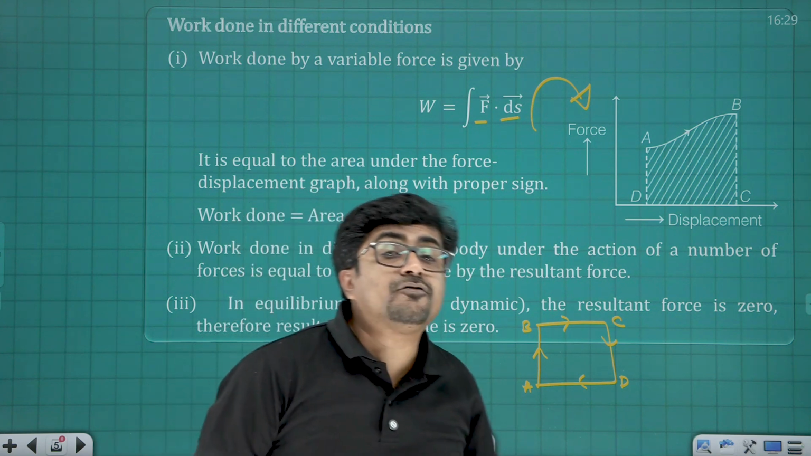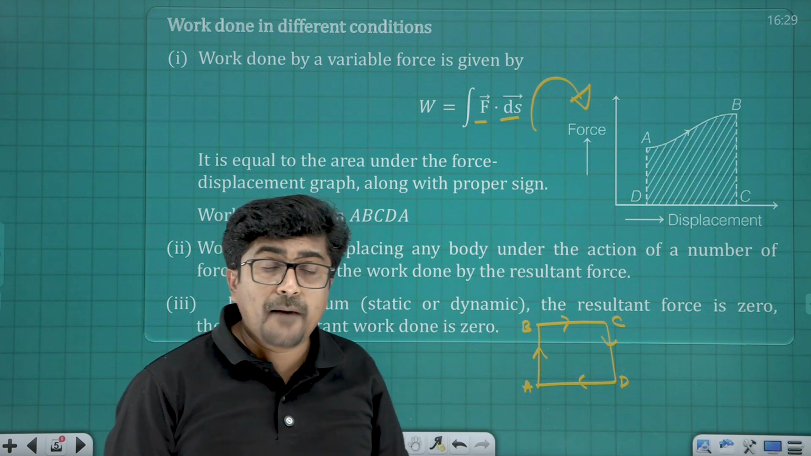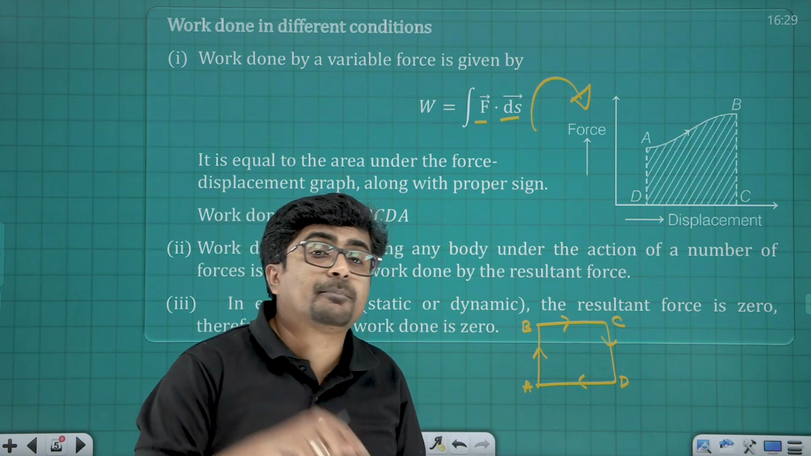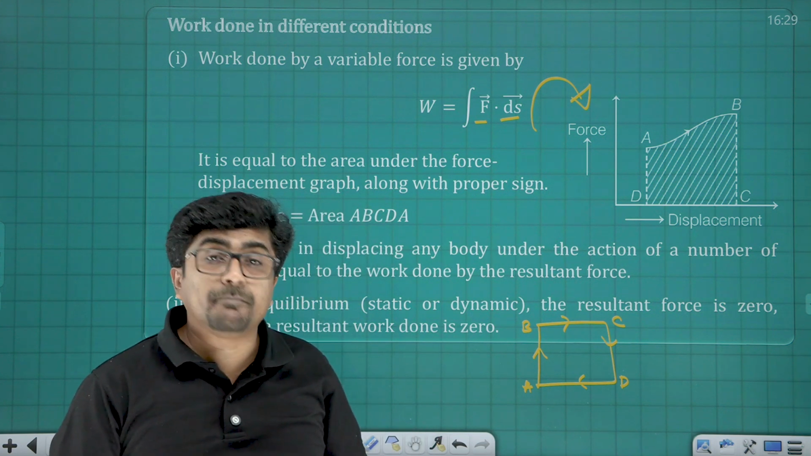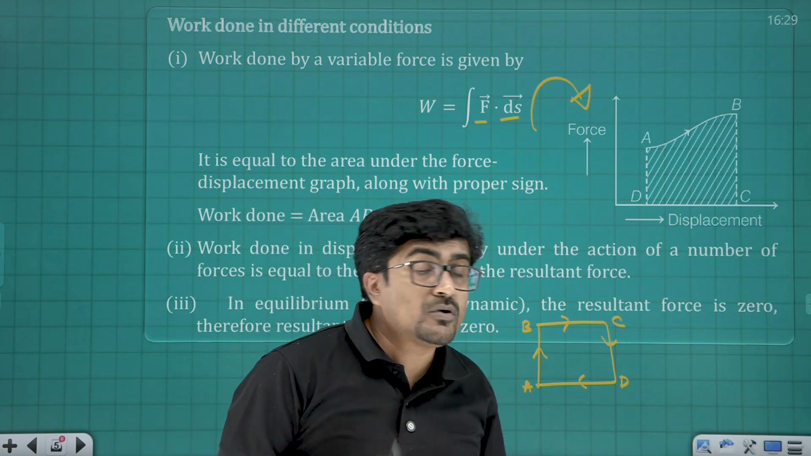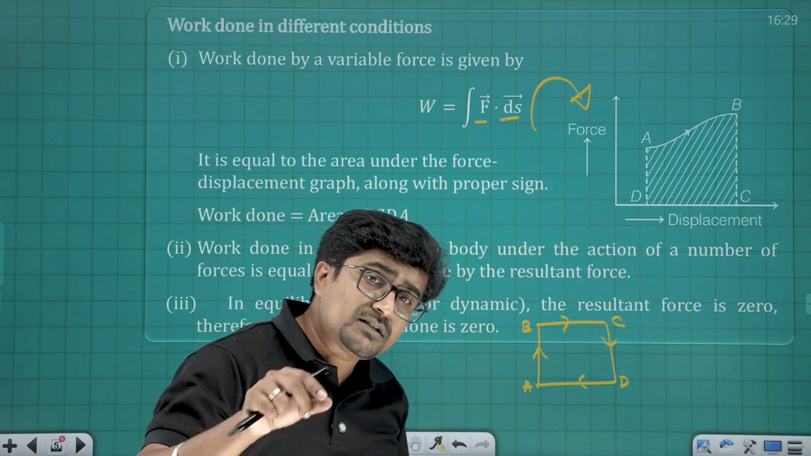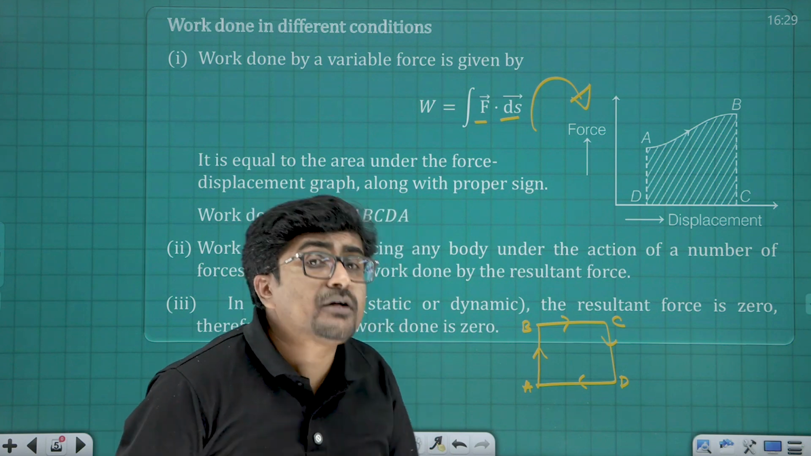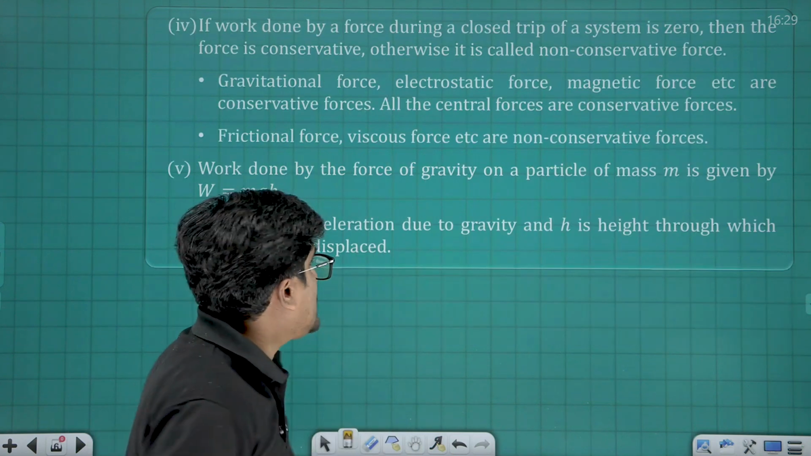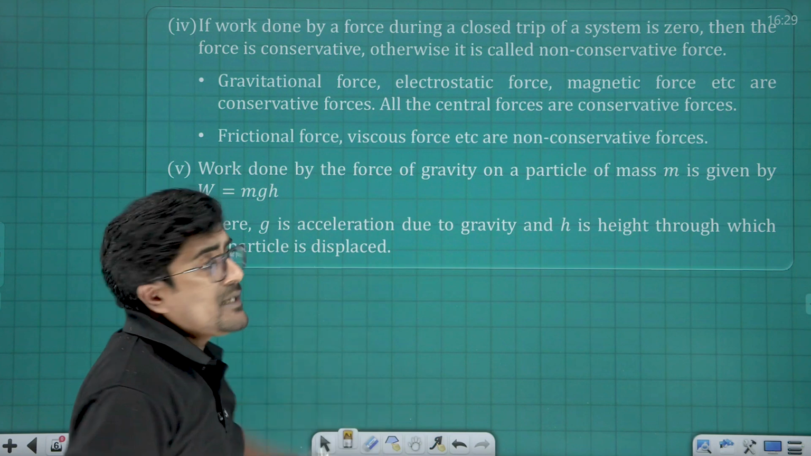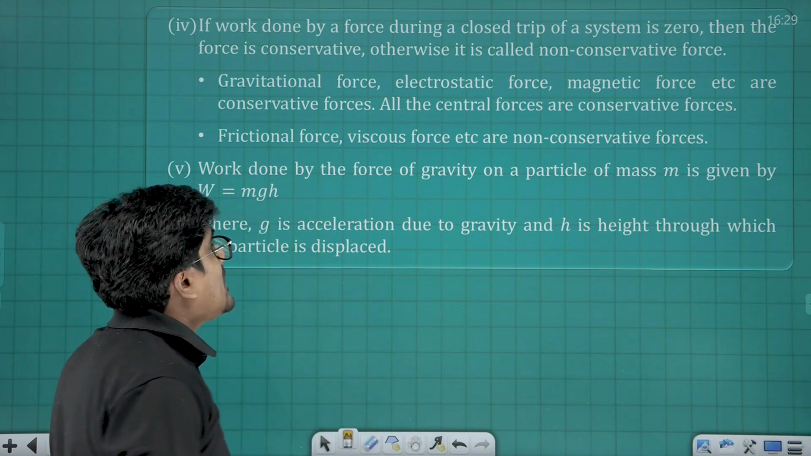And as far as a conservative force is considered, the work done by that particular force never depends on the path followed, it only depends upon the initial and final position. And if this condition is not being followed, then that particular force is known as a non-conservative force. So this particular part is telling about that, and they are giving a few examples as well.